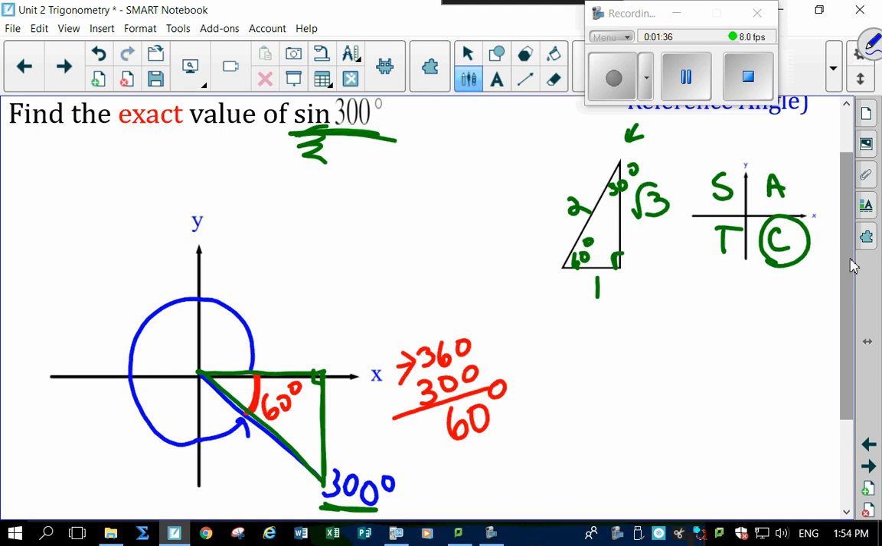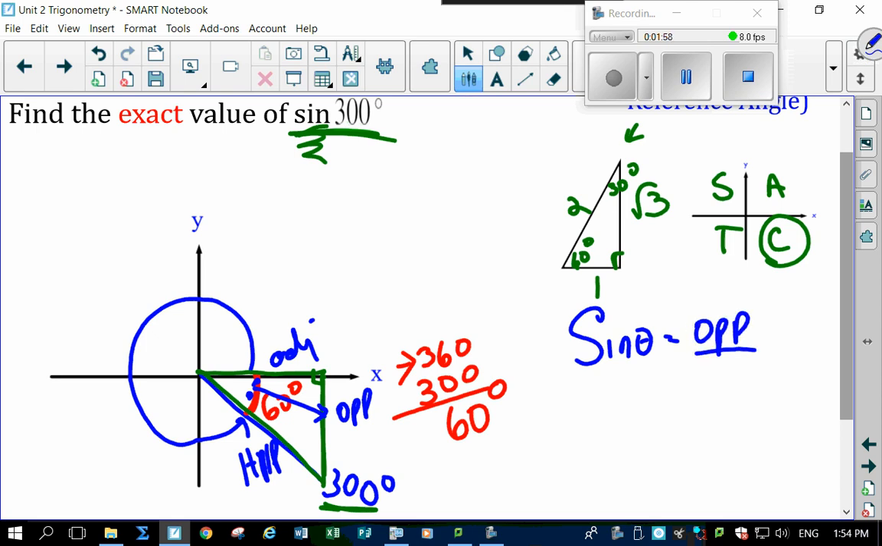Okay, well, simple. Look, put the eyeballs on here. There's the eyeballs. We're looking at opposite. There's the adjacent. There's opposite. There's the hypotenuse. Remember that, of course, sine of theta means opposite, OPP, over the hypotenuse.